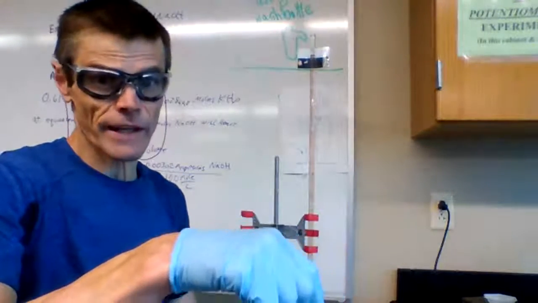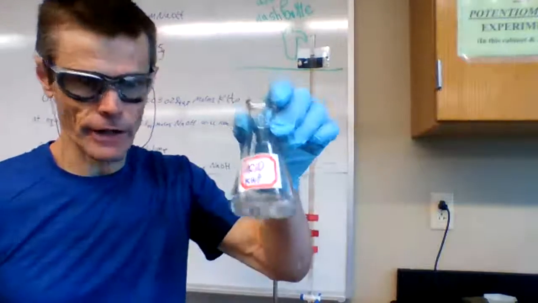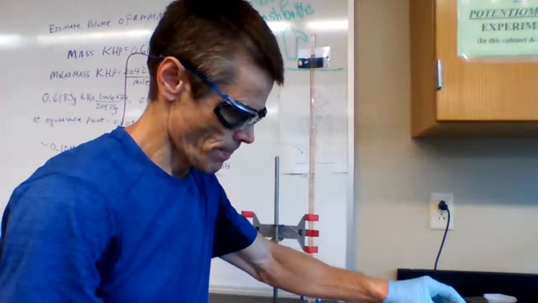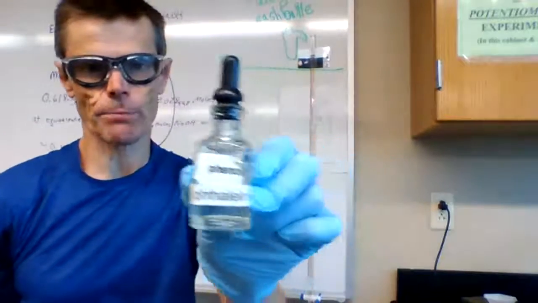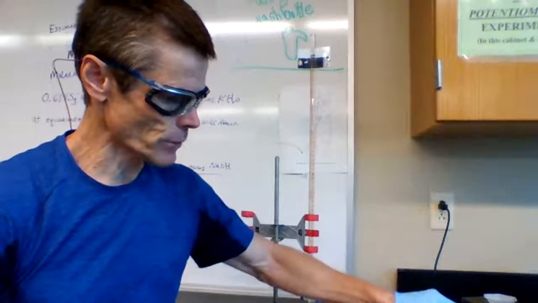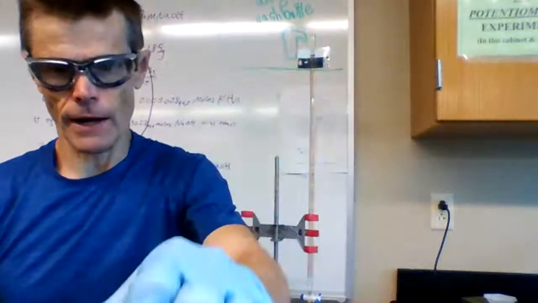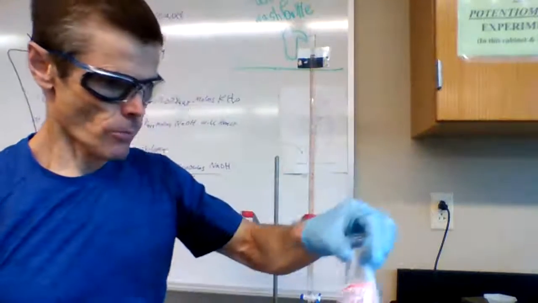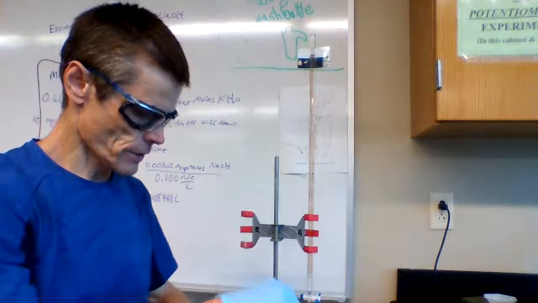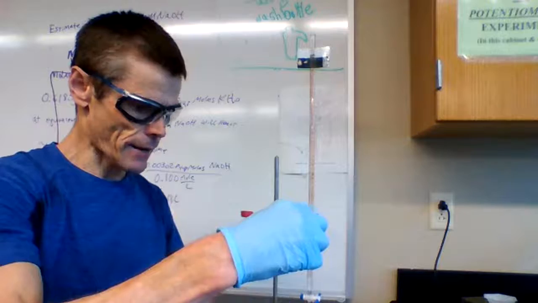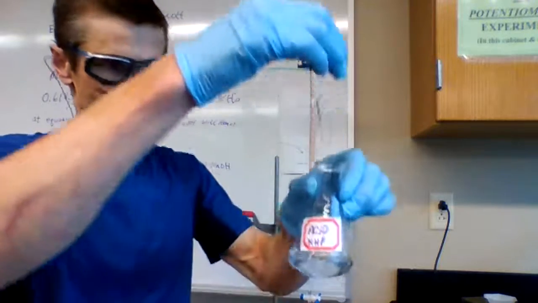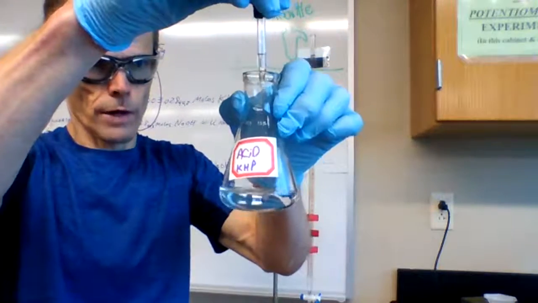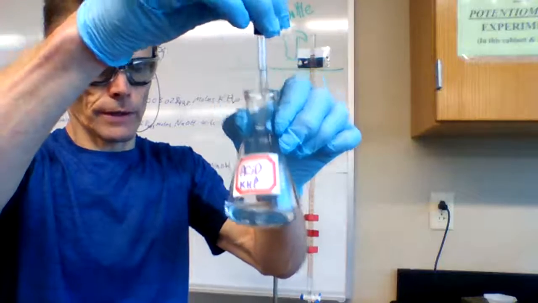One thing we do need, we need our indicator dye. Remember, our indicator dye is phenolphthalein. Phenolphthalein comes in this bottle that we'll have labeled in the laboratory. There is my KHP, almost completely dissolved. And all I'm going to do is add 2 to 3 drops. 1, 2, 3.